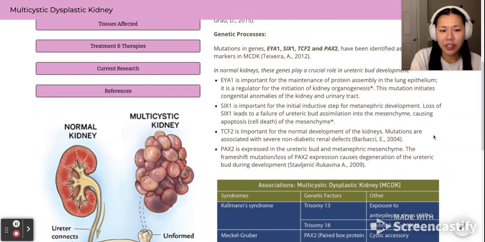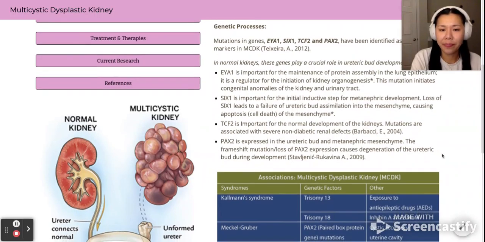And then the TCF2 plays the role for specific regulation of gene expression in various tissues, such as the kidney, liver, intestines, and pancreas, and is involved in the embryonic development of these organs. As you see here, the mutations are associated with severe non-diabetic renal deficits, such as MCDK.